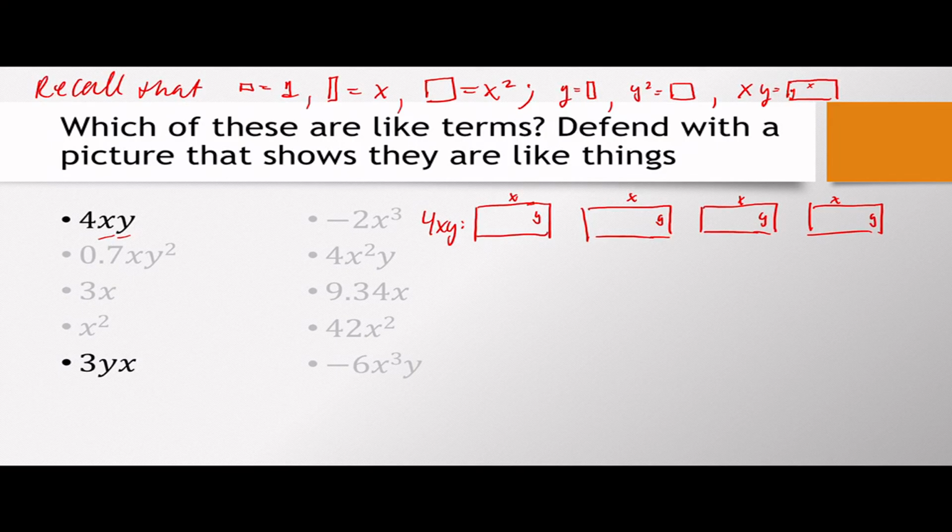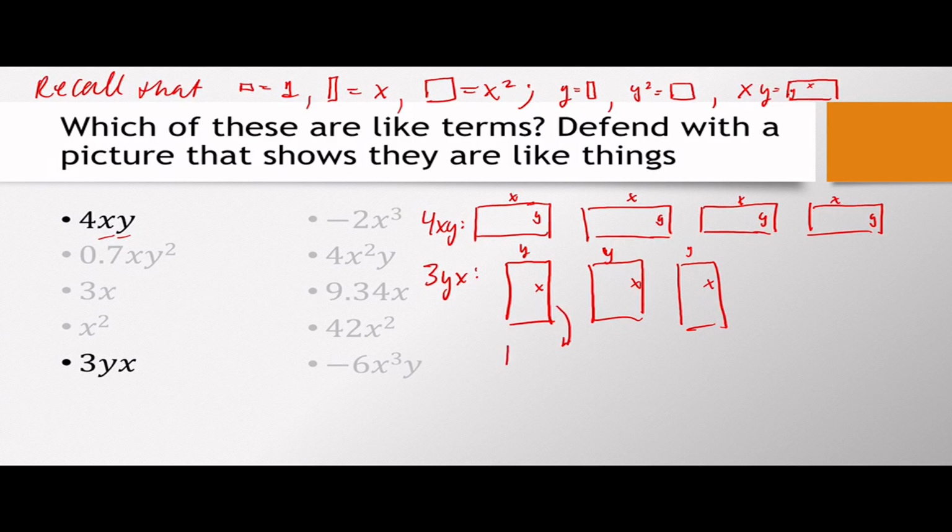Okay, can we combine them with 3 yx's? Now yx would denote a different orientation. Okay, so we have 3 of those. Now, are they the same object? Well, all we have to do is orient them. And we have our xy rectangles.